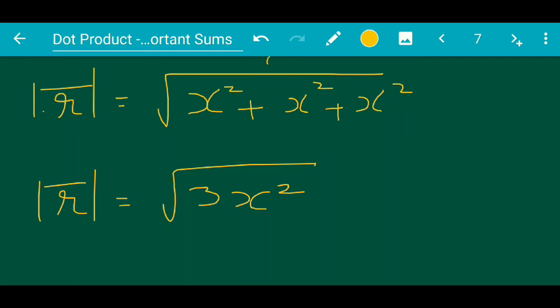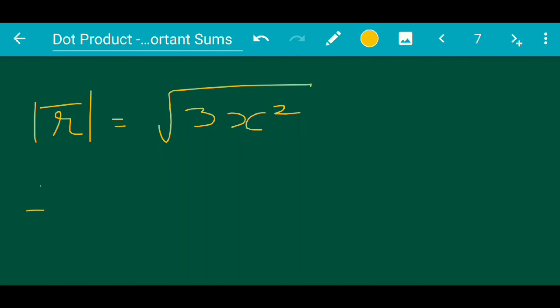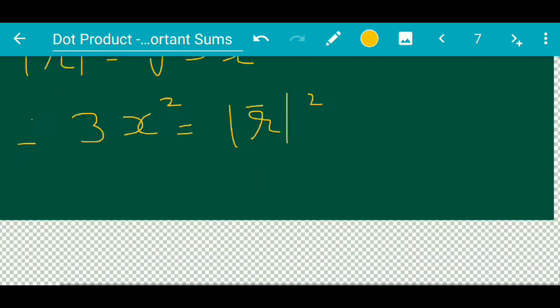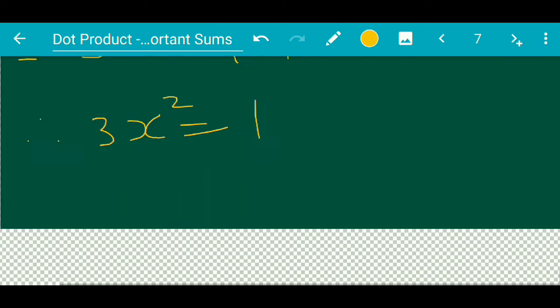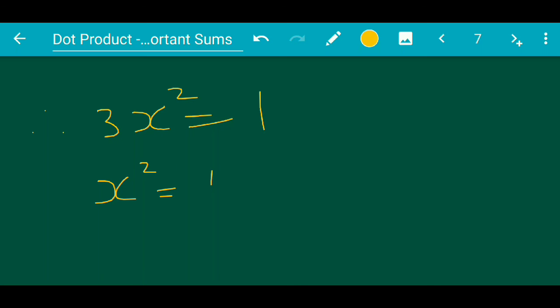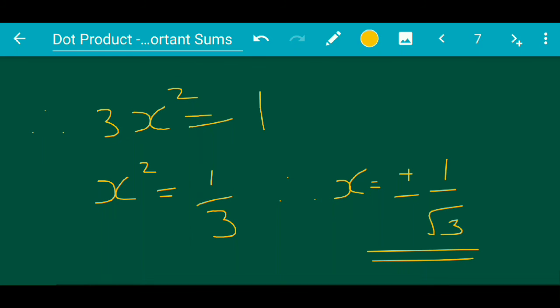Squaring both the sides, the root sign goes away. Therefore we get 3x square is equal to mod r bar square. But wait a minute, r is a unit vector, so mod r is 1. So therefore we get 3x square is equal to 1 square, that is 1. Now from here we get x square is equal to 1 upon 3, and therefore x is equal to plus or minus 1 upon root 3. Taking square root on both the sides, so thus we get the value for x.